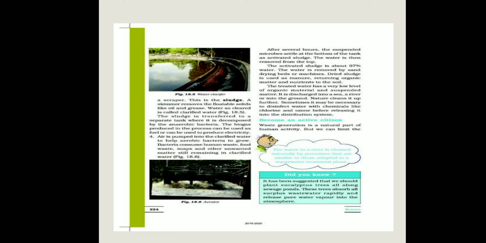The activated sludge is about 90% water. The water is removed by sand drying beds or machines. The dried sludge is used as manure, returning organic matter and nutrients to the soil. The treated water has a very low level of organic material and suspended matter. It is discharged into the sea, river or into the ground. Nature cleans it up further. Sometimes it may be necessary to disinfect water with chemicals like chlorine and ozone before releasing it into the distribution system.